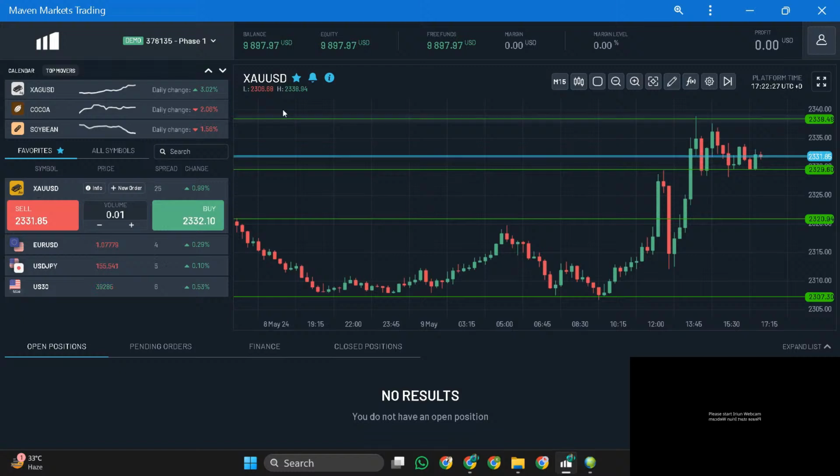Gold, we can see here, it's likely to make an upward move. I don't think that it's going to come downward.